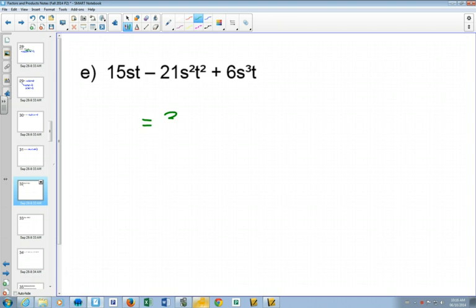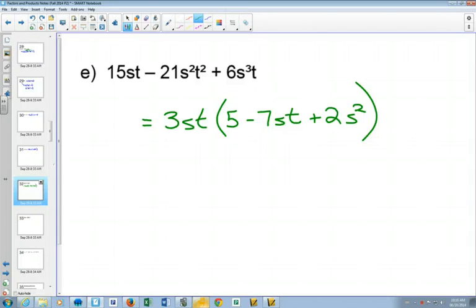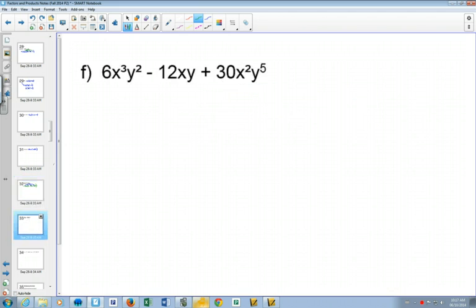Right, the biggest number that divides all three of those is a 3. We have one S in common and one T in common in all of them. That will leave us with 5 minus 7ST plus 2S squared. And again, do a quick check. If I distribute this, do I get what I started with? And if you do, you know that those two are equal. Last example, then I'll give you some time to practice.